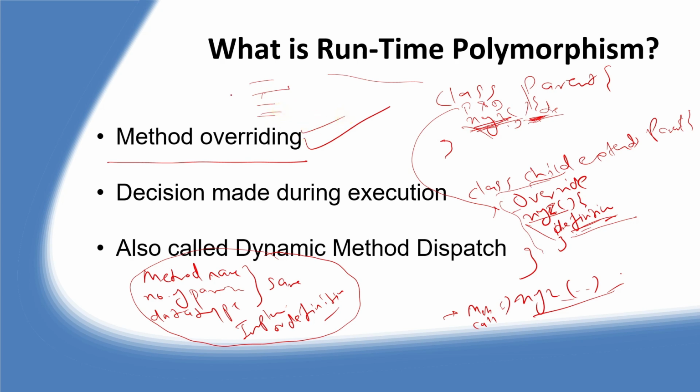One more rule we have seen: for return type, in the child class it can be the same or one lower size. And for access modifier, if the parent class has protected, then the child can be one wider, protected or public. So these are the rules for method overriding. And method binding, linking a method call to a method definition, is happening during execution. That's why we call it dynamic method dispatch.